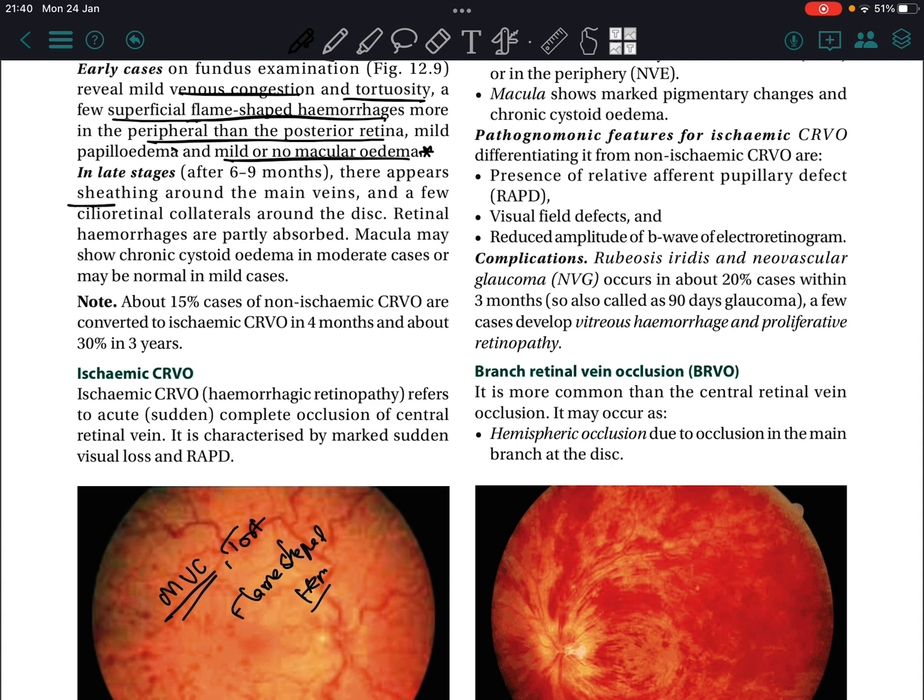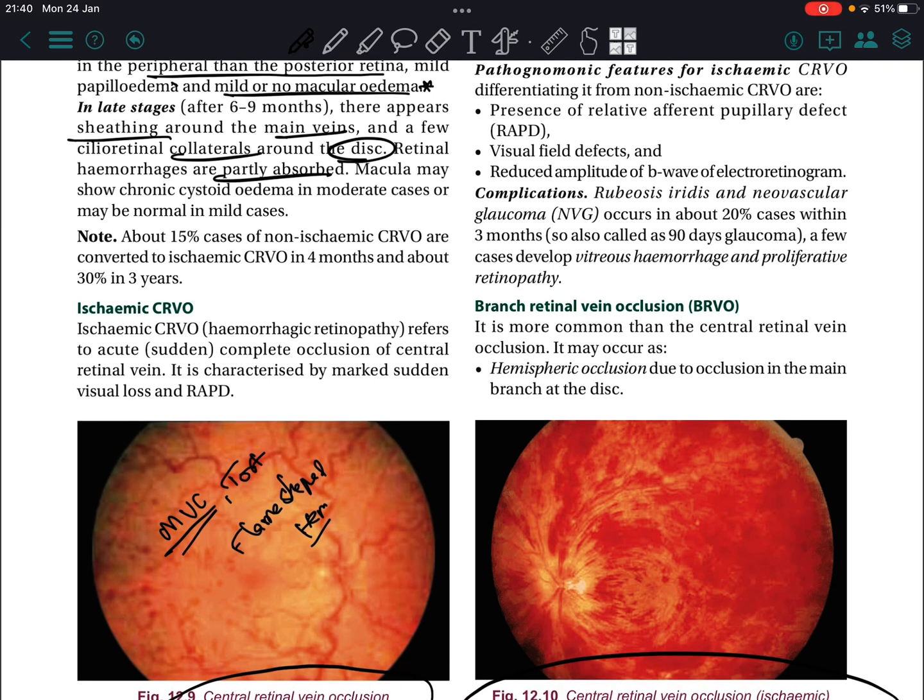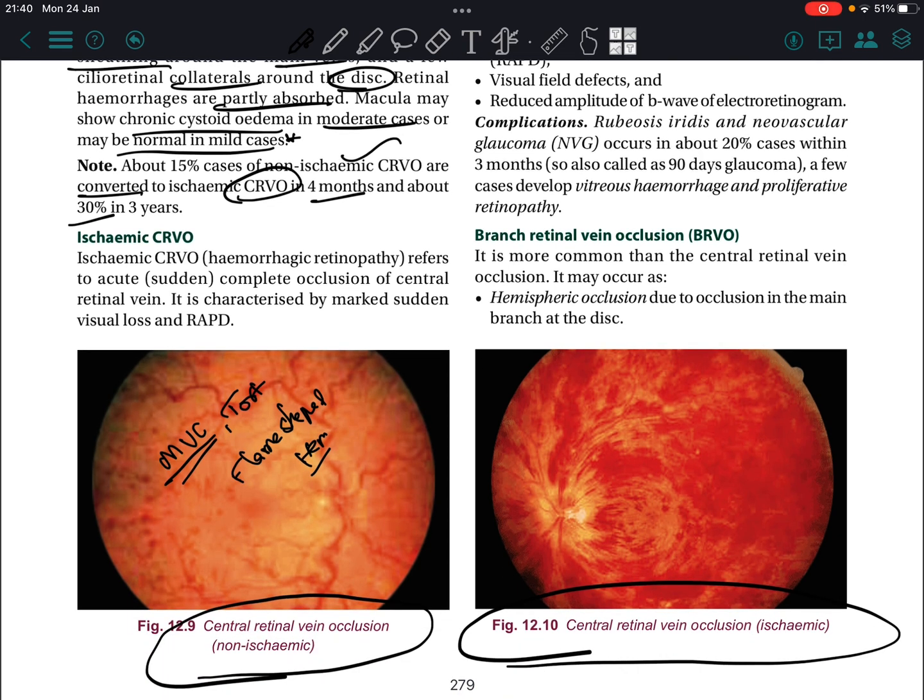In late stages, there appears sheathing around the main veins and a few cilioretinal collaterals around the disc. Retinal hemorrhages are partly absorbed. The macula may show chronic cystoid edema in moderate cases, or may be normal in mild cases. About 15% of cases of non-ischemic CRVO are converted to ischemic CRVO in 4 months and about 30% in 3 years. Ischemic CRVO, hemorrhagic retinopathy, refers to acute complete occlusion of the central retinal vein.